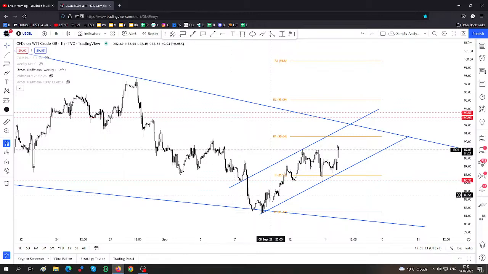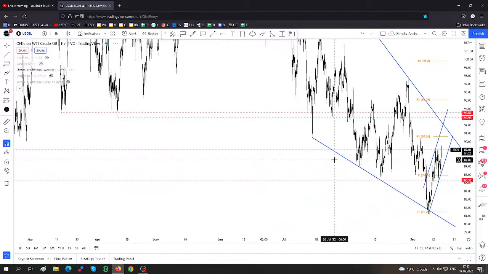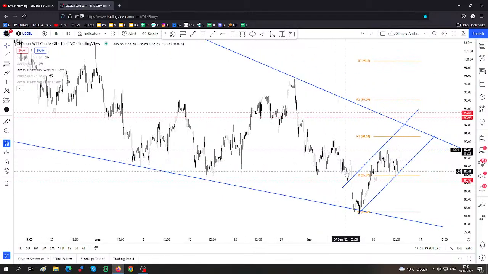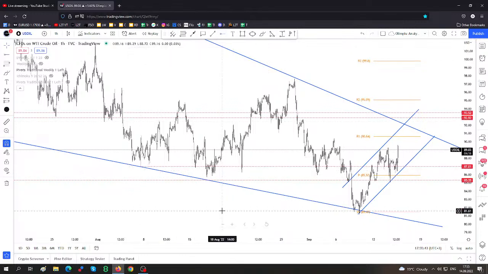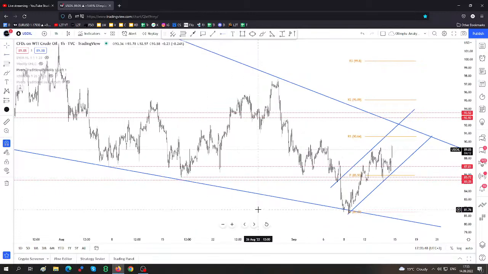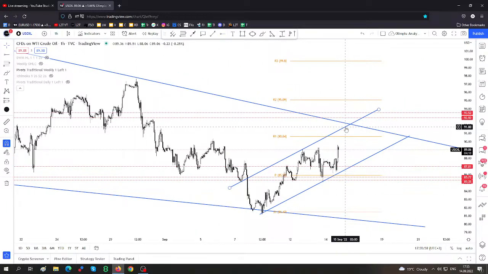So right now, no, I don't have a setup. I don't want to trade US oil right now. But technically, after jumping and closing maybe above these former lows, it could approach and reach the R1, the downtrend line.